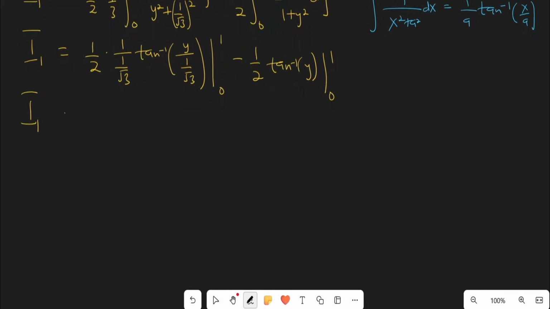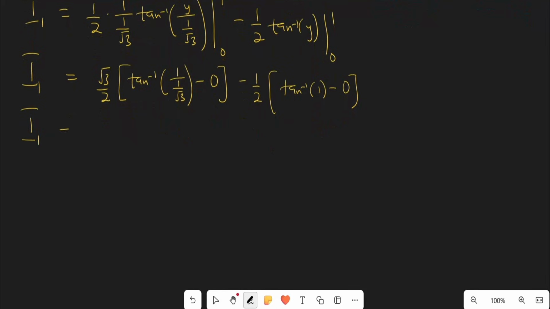Let's plug in the limits. This one is going to be the square root of 3 over 2, that is the reciprocal of that. And now we are going to have the tan inverse. Plugging in the limits, that is the upper limit first, the tan inverse of 1 over the square root of 3. And now minus, plugging in 0, tan inverse of 0 is 0. Minus 1/2 tan inverse of 1 minus tan inverse of 0, which is 0.